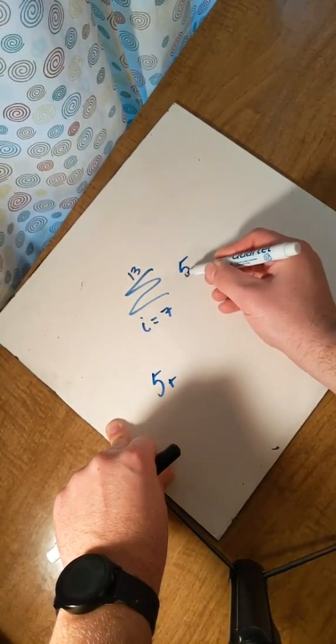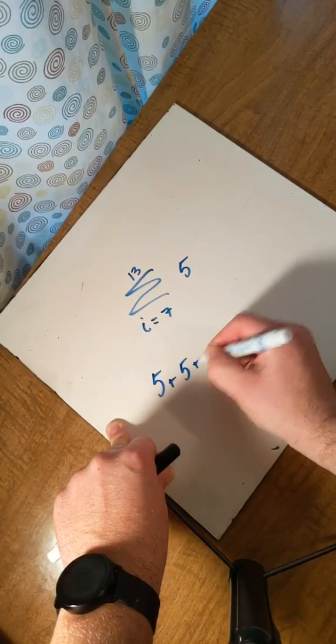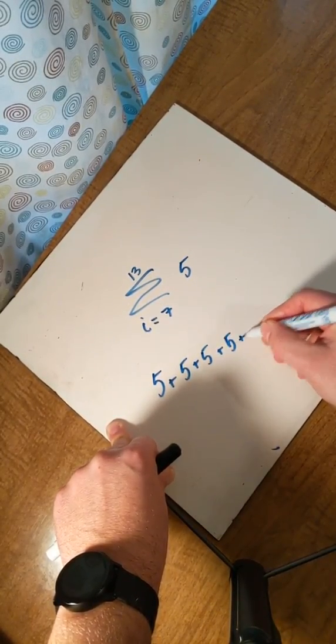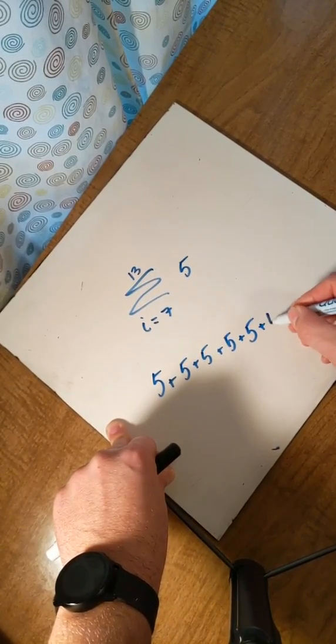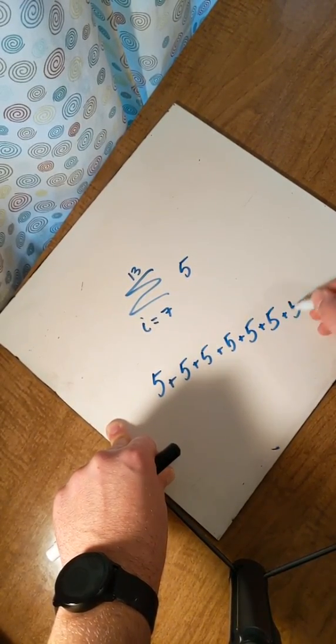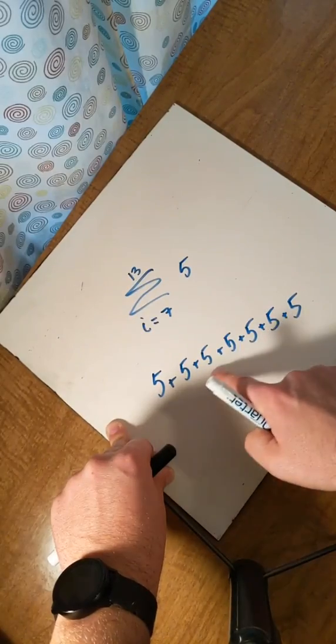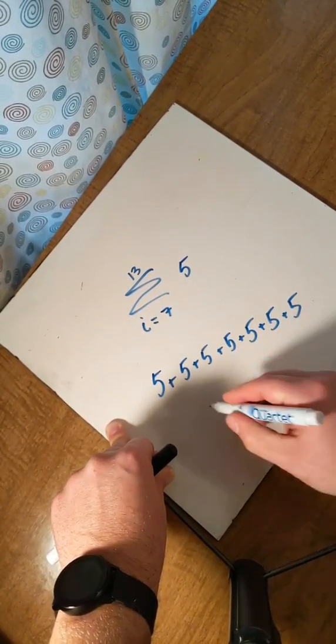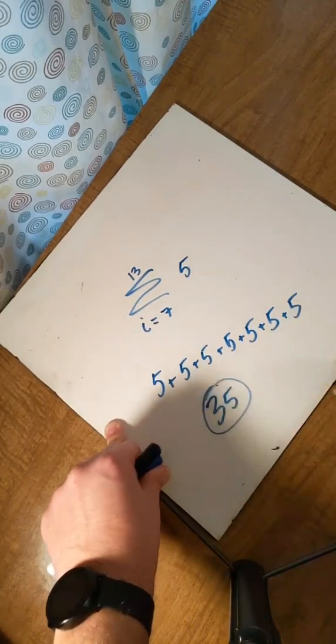If I plug 8 into here, it's still 5. If I plug in 9, 5. 10, 5. 11, 5. 12, 5. 13, 5. And I just need to add those up. 5, 10, 20, 35.